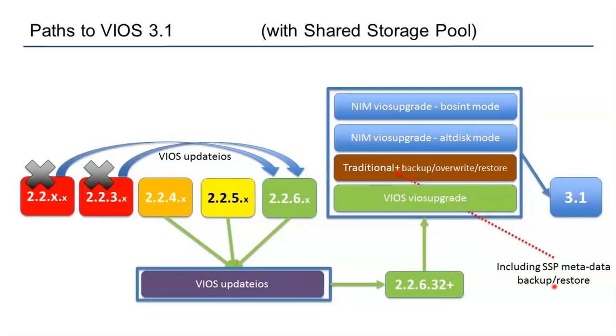There's a little note in the red line in here that the traditional, I've got traditional plus there. It'll actually save the shared storage pool metadata as well, because this is the shared storage pool route. And then you can use any of these options in here to get to 3.1. There's one of these that is quite easy. It doesn't involve you doing the hard work. And it's this one in here, the VoServer upgrade from the VIOServer. The NIM is a bit more complicated. If you're a NIM expert and you have thousands of VoServers to upgrade, then you'll be using this one up in here.